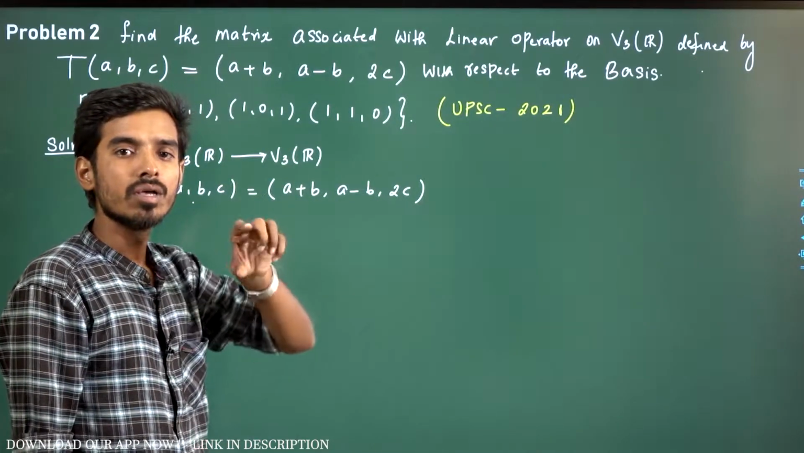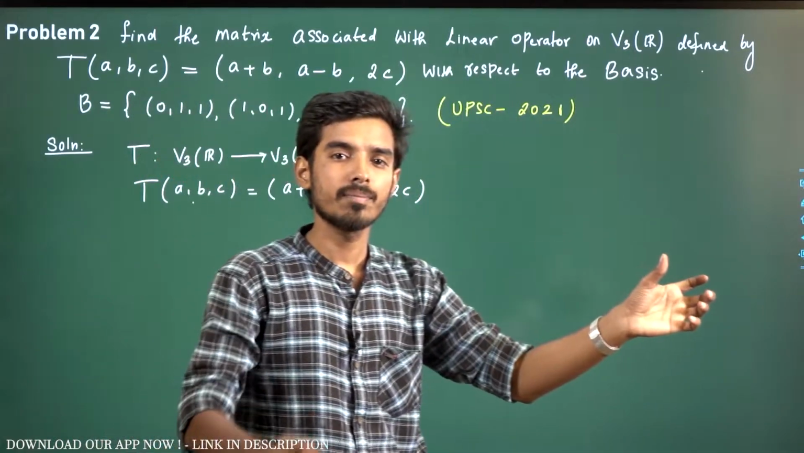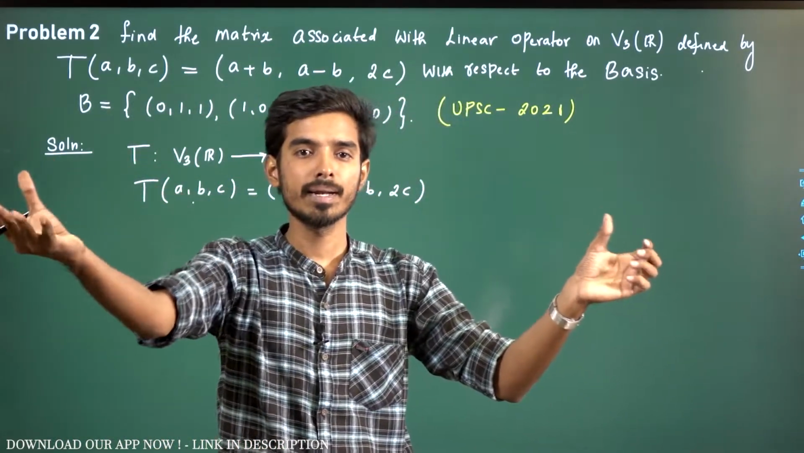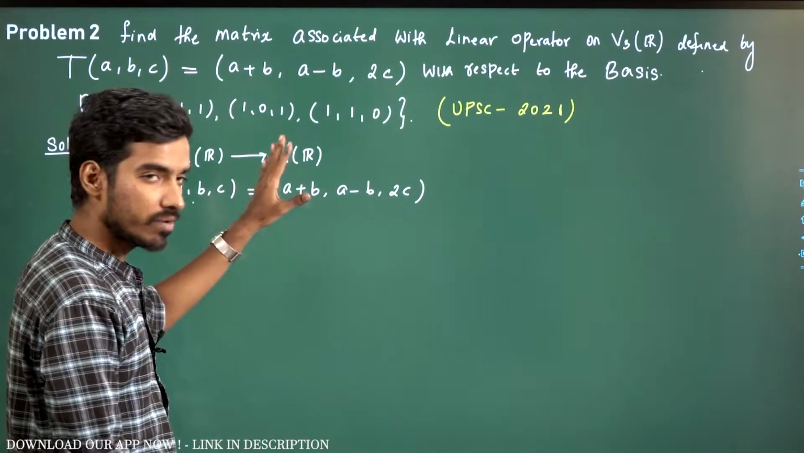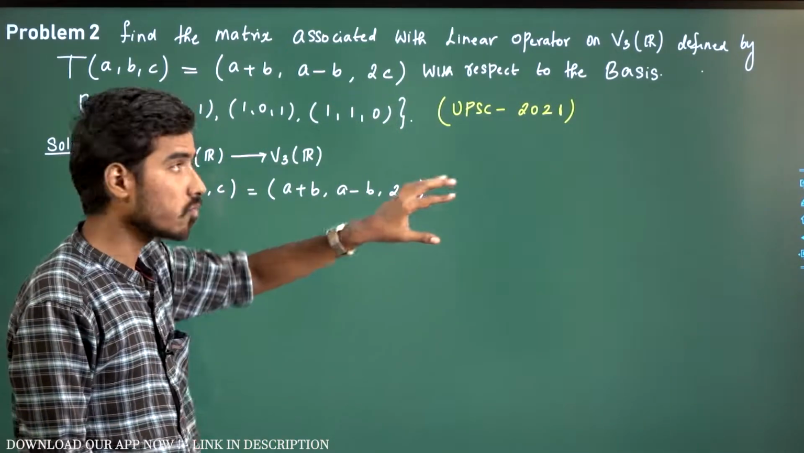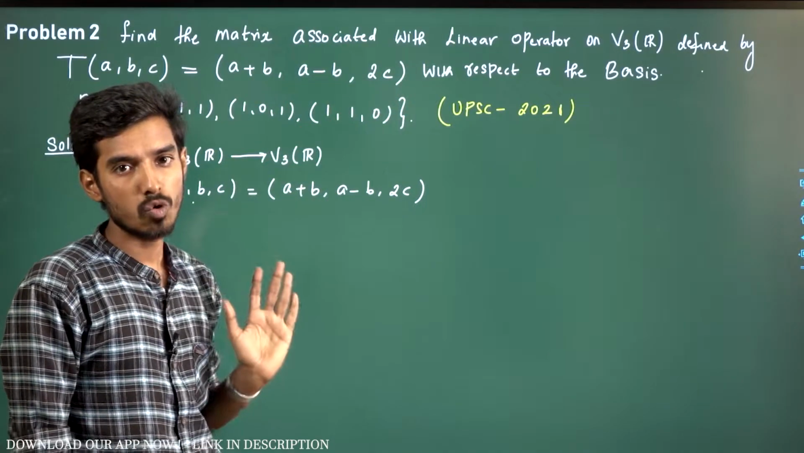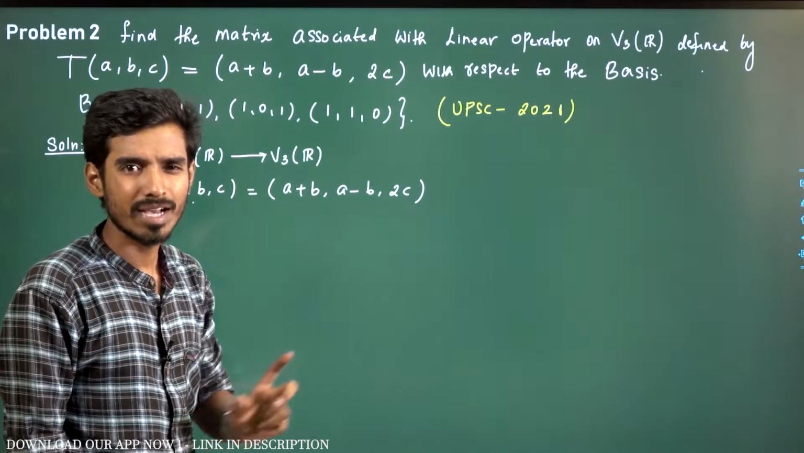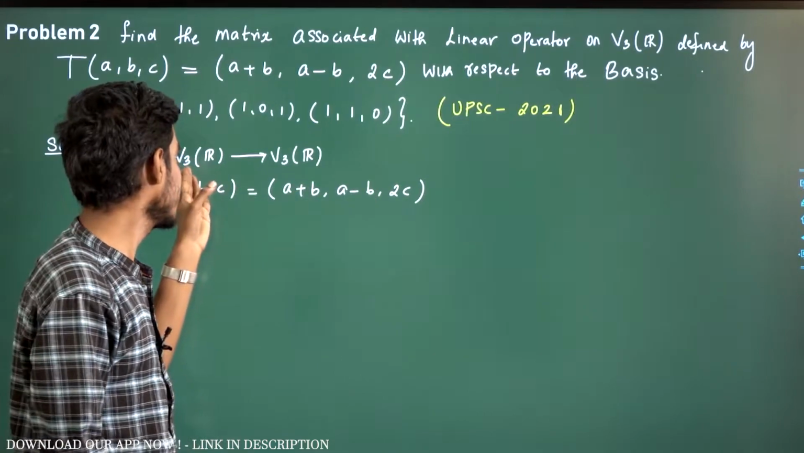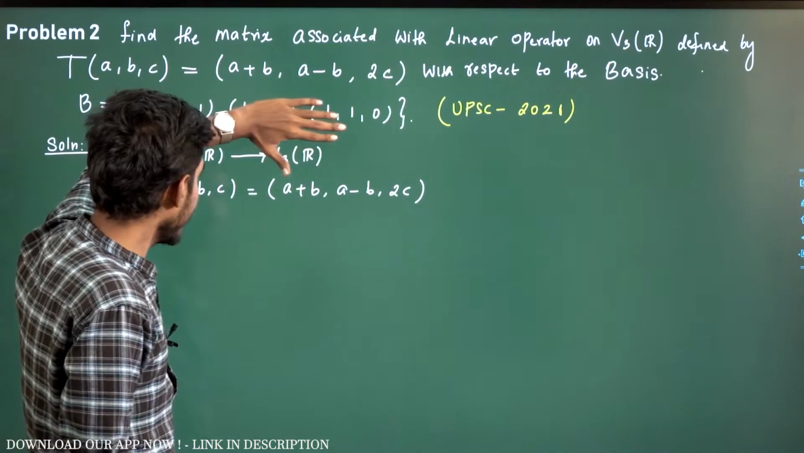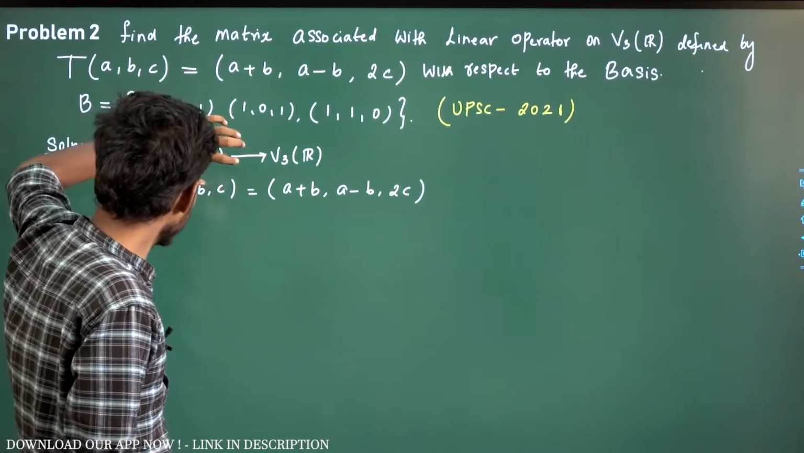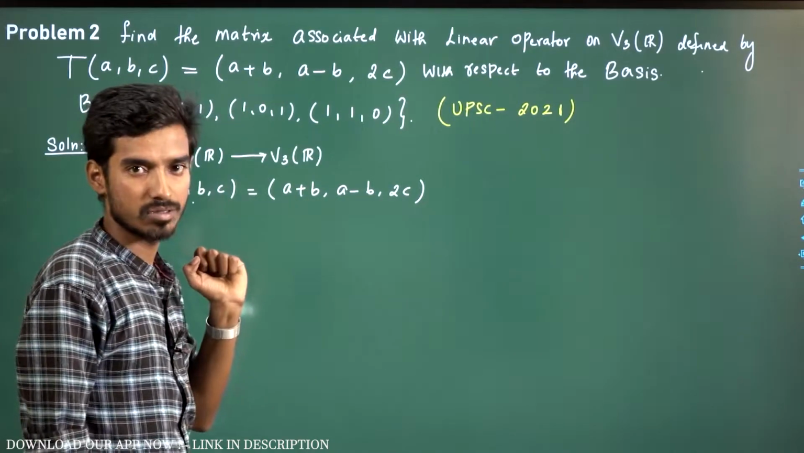Suppose they give a basis for the domain space separately and a basis for the codomain space separately, then no problem. If they give only one basis, you assume that as the basis for the domain space as well as the codomain space. Here both are the same because it's a linear operator. So the domain space is V3 of R, the codomain space is also V3 of R, so you take this as a basis for both.